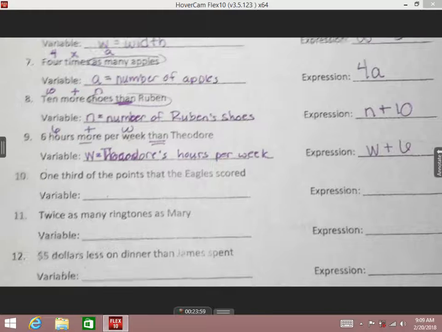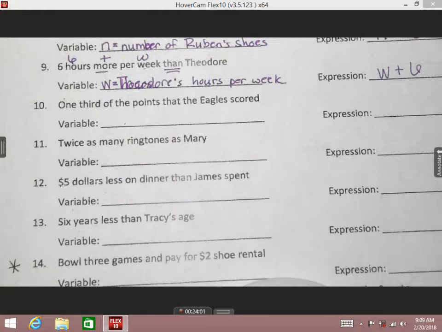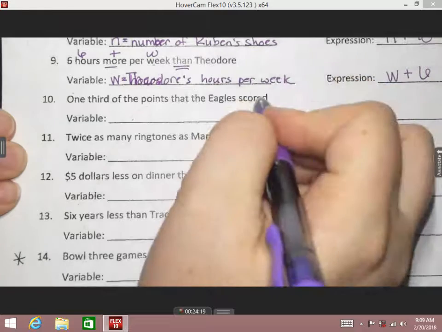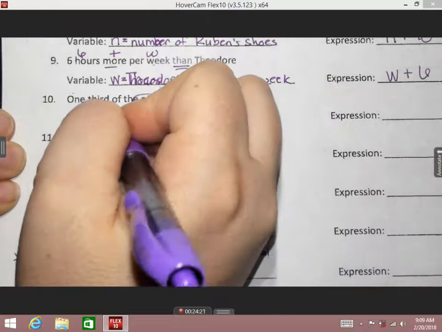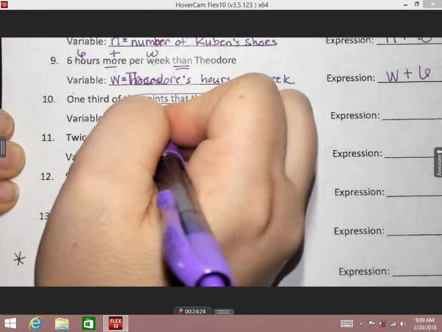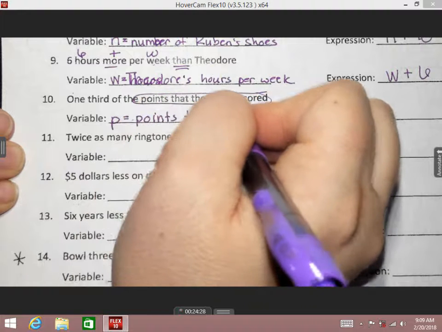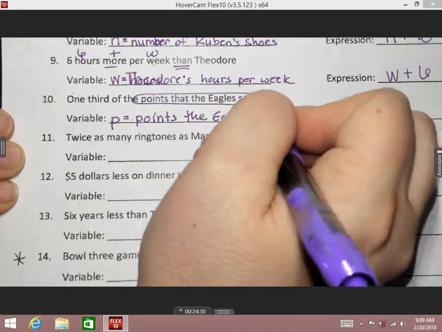All right, number 10. 1/3 of the points that the Eagles scored. All right, for this one, it might be easier to start with just what do I need to know? What do I need to know, Faith? How many points the Eagles scored? I don't know what this is. So we can use P for points the Eagles scored.